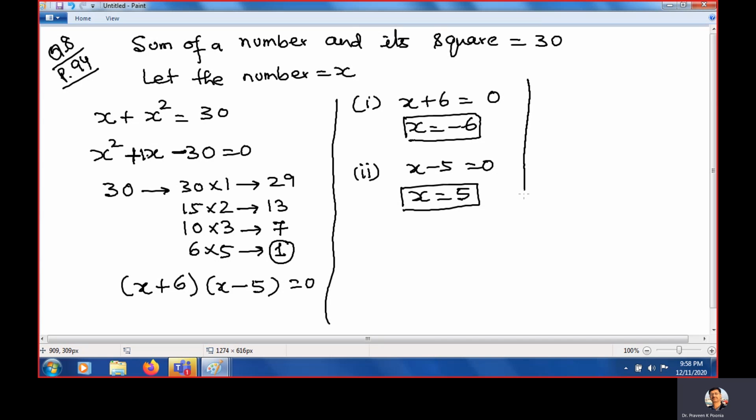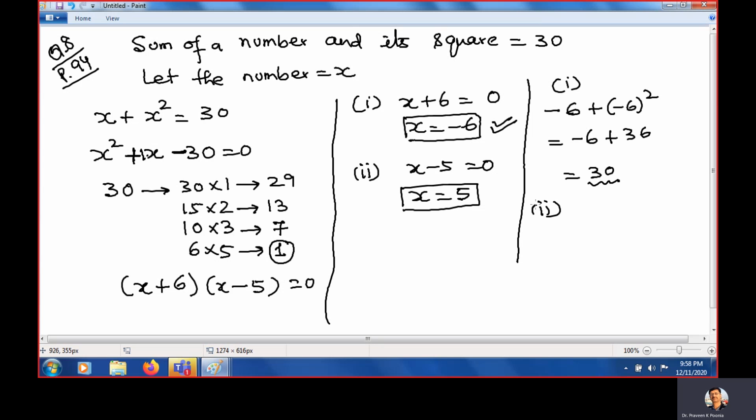If we do, clear, what is it saying? That the number plus the number whole square. Okay, minus 6, and it will be 36. So the answer is 30. So the first answer is correct. Okay, now we will check the second one.